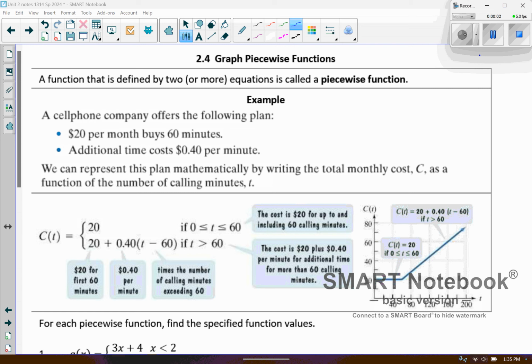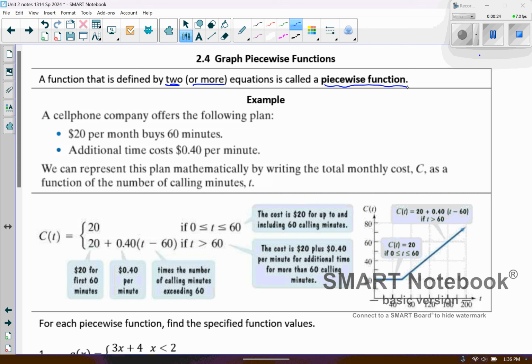All right, 2.4 piecewise functions. So a function that is defined by two or more equations is called a piecewise function. We'll focus on piecewise functions that involve two, maybe three functions. We're not going to get too crazy, but it could go higher than that. So I have an example here.